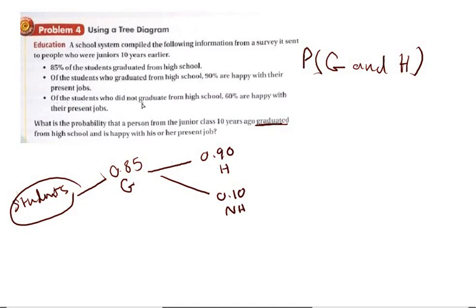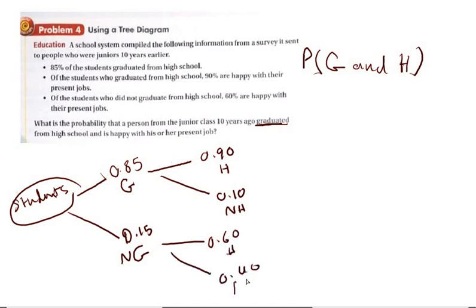Of the students who did not graduate, so these are the students that did not graduate, which are 0.15, because the total number is 1 or 100%. Of the students who did not graduate from high school, 60% are happy, so 0.60 are happy, and the rest is 0.40 who are not happy with their present jobs.